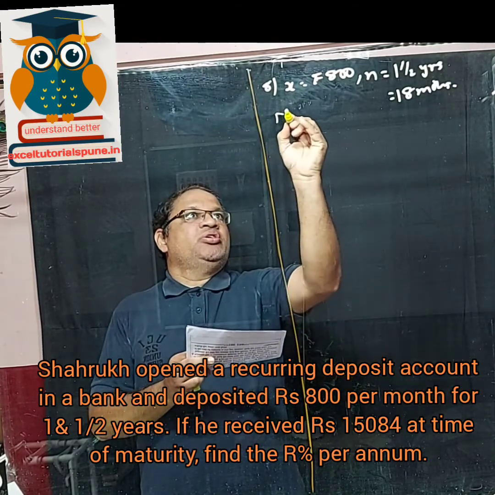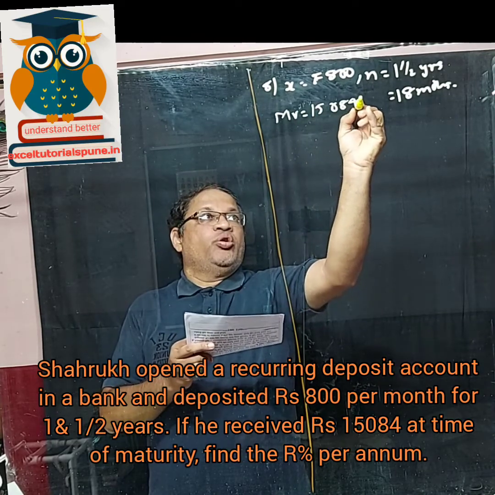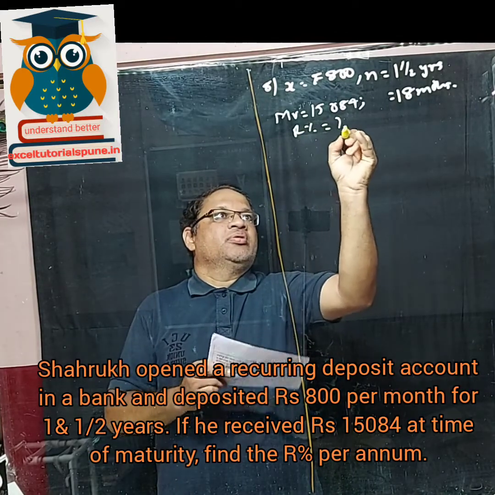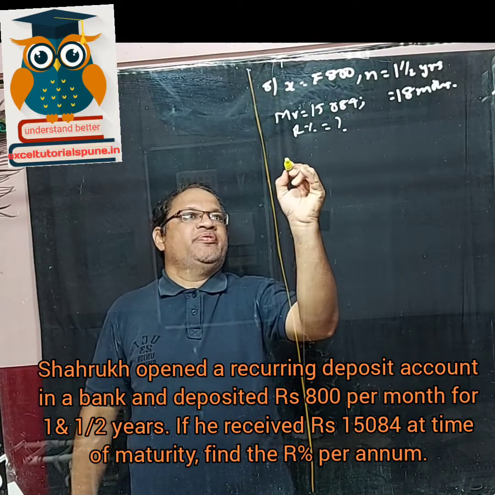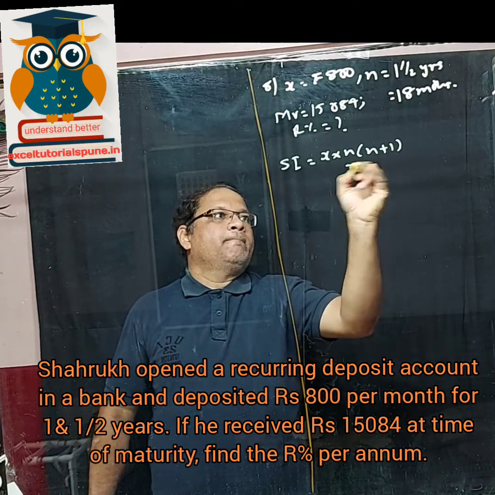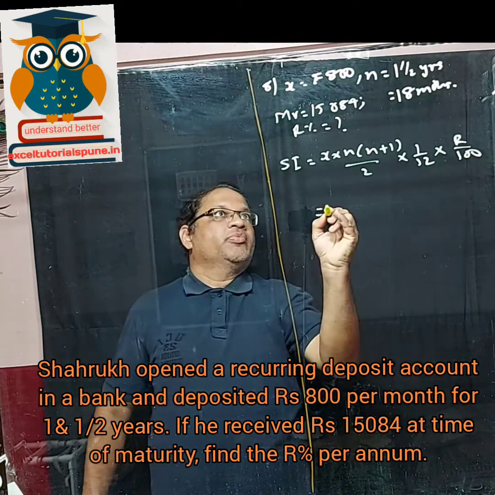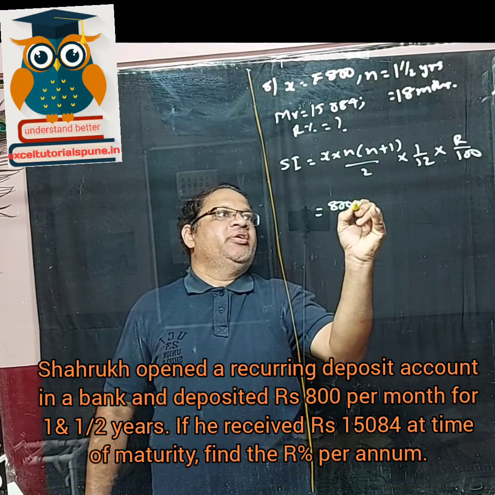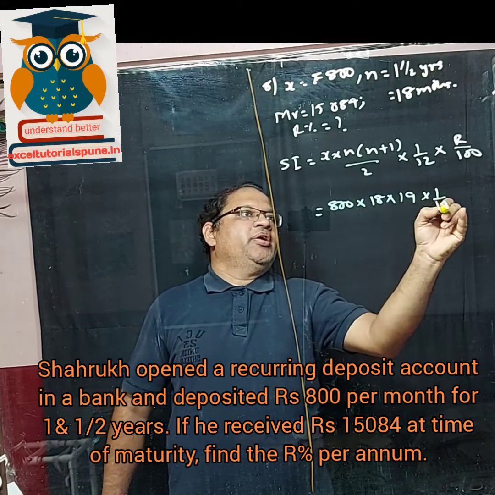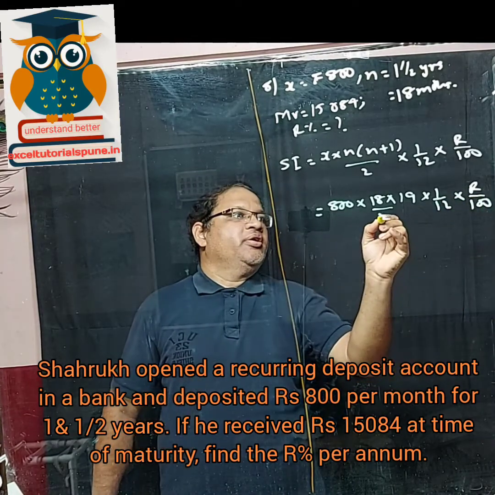Then maturity value is 15084. Find the rate percent. So as usual, use the first formula. X is 800, N is 18 into 19 into 1 by 12 upon 2 into rate upon 100.